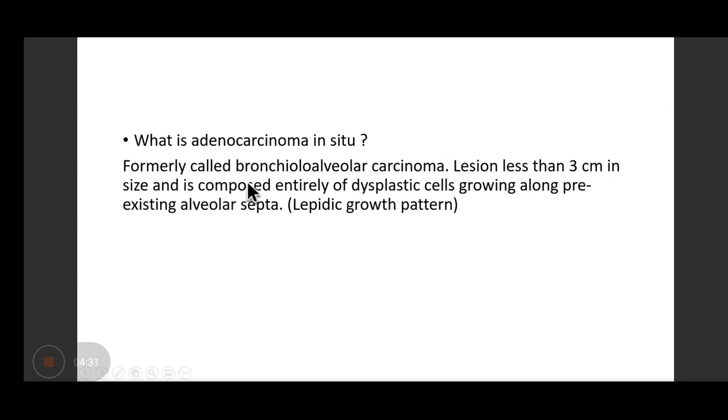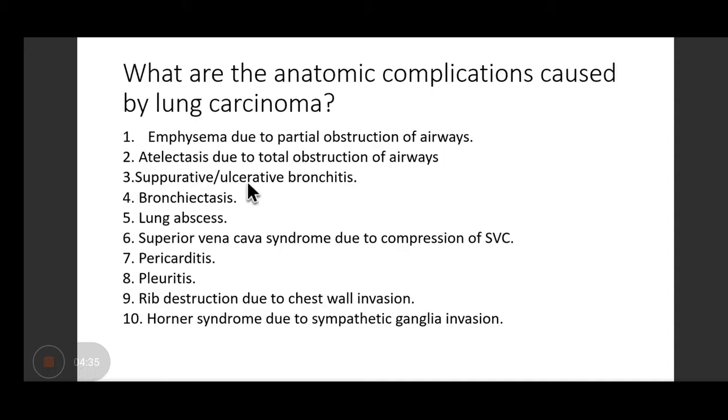Then again, the next question which could be asked would be, what are the anatomical complications of lung carcinoma? So your lung carcinoma will obstruct the airways when the growth happens in the lung. So if there is partial obstruction, it could lead to emphysema. If there is total obstruction, it could lead to atelectasis. Then there would be other things like lung abscess formation, bronchiectasis, bronchitis, then SVC syndrome, and then pericarditis, pleuritis, depending on the location of the tumors. Okay.